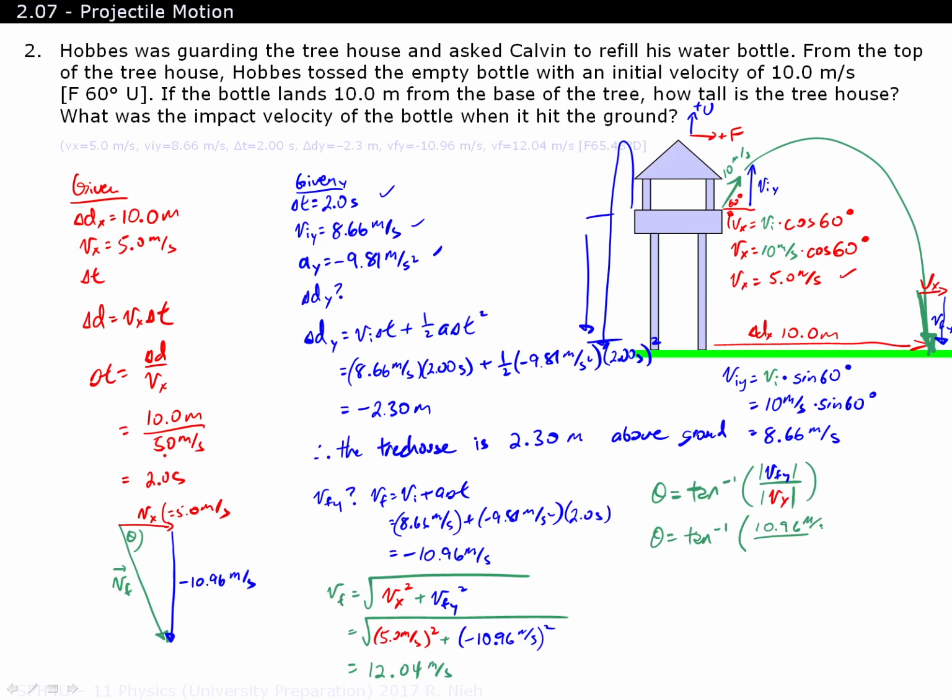So 10.96 meters per second divided by 5.0 meters per second will give you an angle of 65.4 something degrees. All right, so as a final statement, our impact velocity, or our final velocity, is equal to 12 meters per second forwards, 65 degrees underneath the horizontal. You could also state it as forwards 65 degrees down. That is acceptable as well.